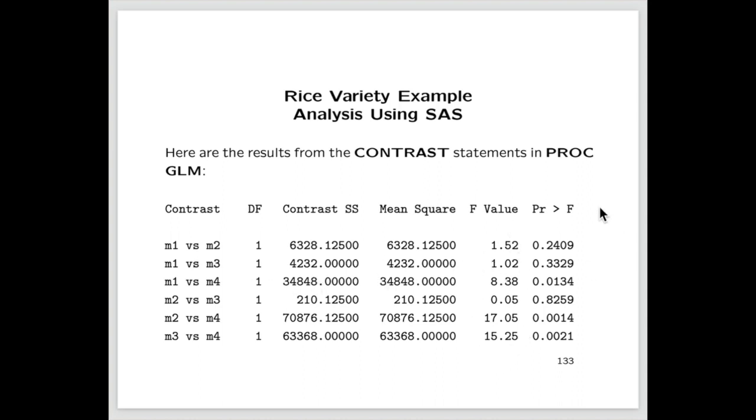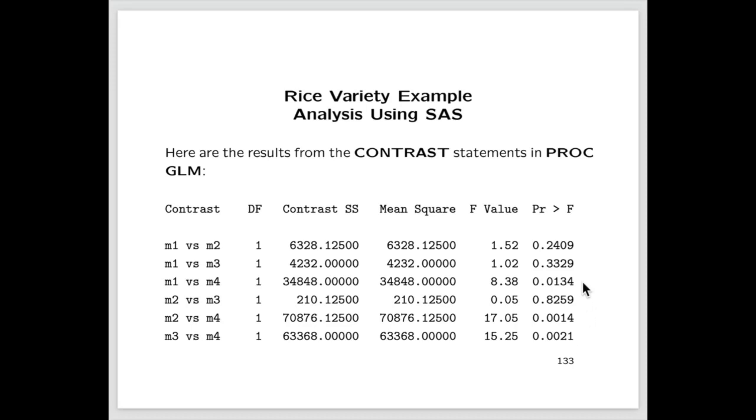Now, the additional thing that we'll get from the SAS output are p-values, and those are given here in the last column. And you can see here very easily, if we were performing all of these tests at the 0.05 level of significance, which is what we were doing, then which of these p-values are less than or equal to 0.05? Well, the comparison of mean 1 with mean 4, mean 2 and mean 4, and mean 3 and mean 4. So this p-value is 0.0134, this p-value is 0.0014, and this p-value is 0.0021. So those are the only comparisons that are significant at the 0.05 level of significance.